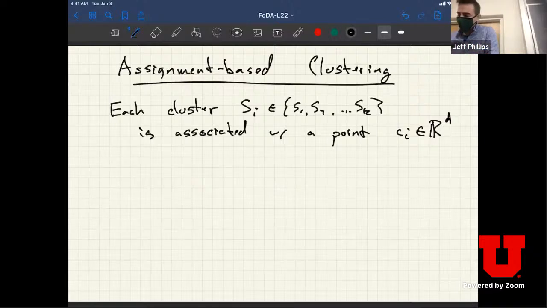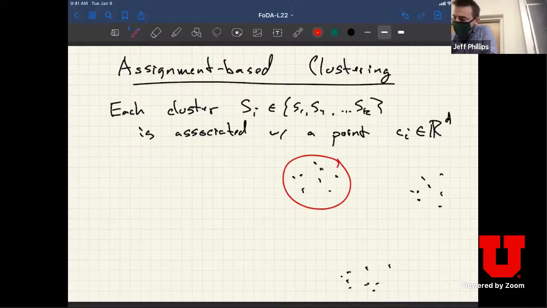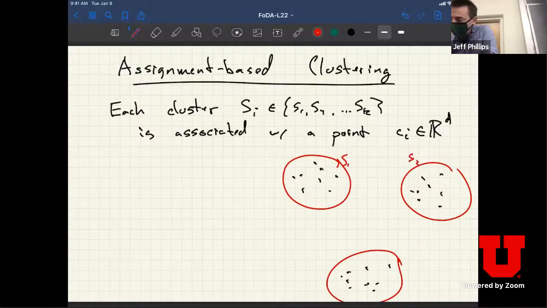Okay, so again, if we look at some nice, ideal data of what we think this should look like, there are going to be these three clusters here, S1, S2, S3. These are the subsets of points. There are also going to be these centers, C1, C2, and C3. These single points are going to be the representatives of these clusters.